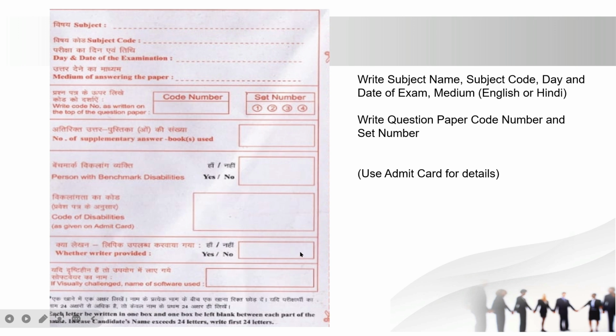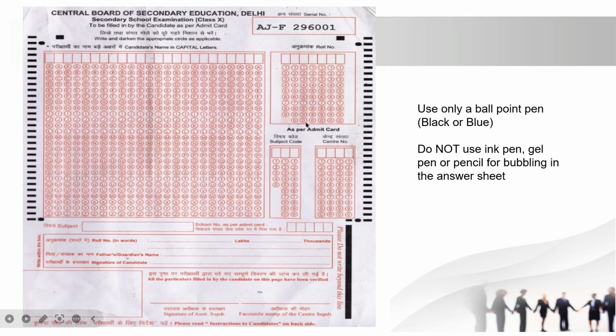Okay. Next, coming to the second part of the first sheet. Many of the students will make mistakes here because this is the first time they will be bubbling, right? So, you should not use a ball pen, gel pen or pencil to bubble your sheets here. Your details should be filled with either a blue or black ballpoint pen.